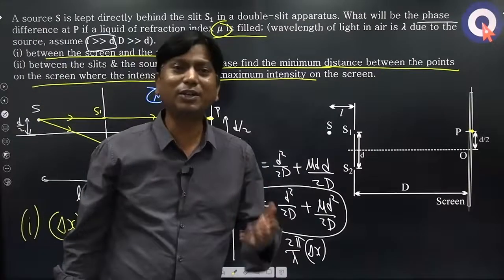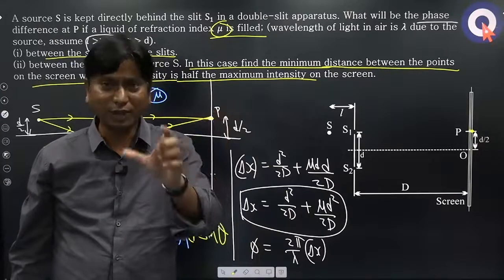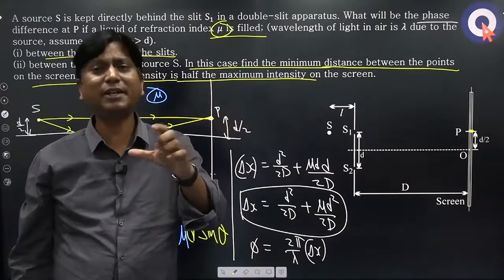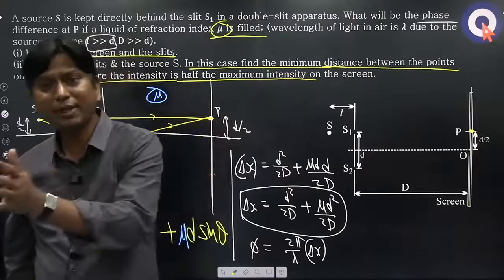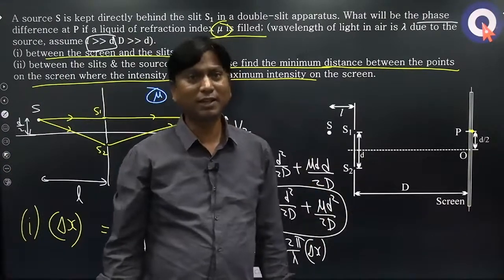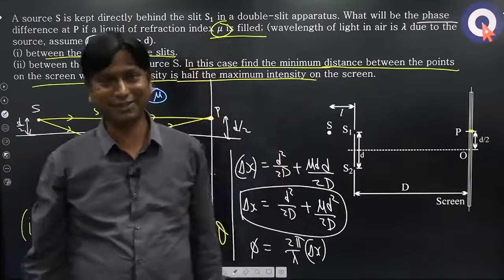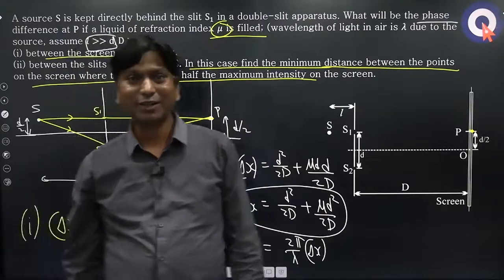We know that, assuming the two slits, whatever waves are coming have intensity I naught and I naught, the maximum intensity is 4 I naught and half of that will be 2 I naught. Correct. So whenever 2 I naught is there, what should be the phase difference? Right or not?